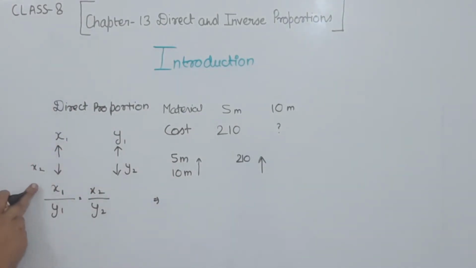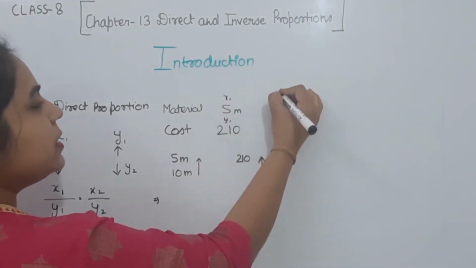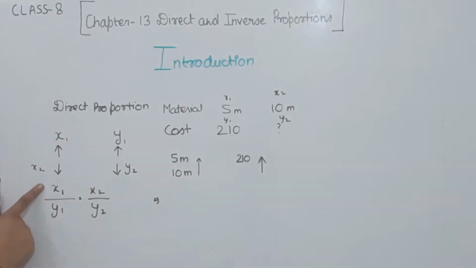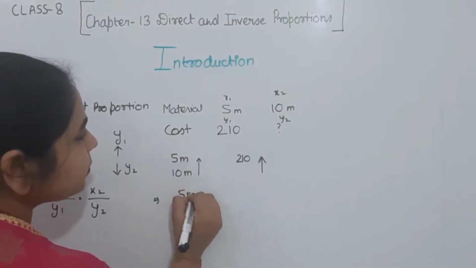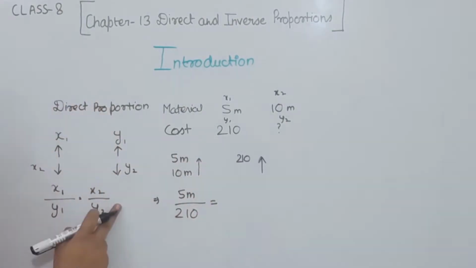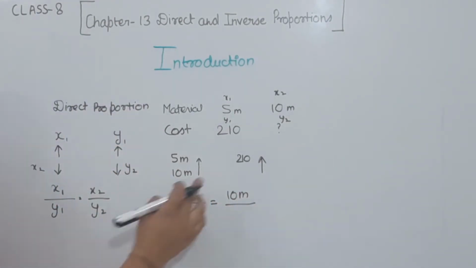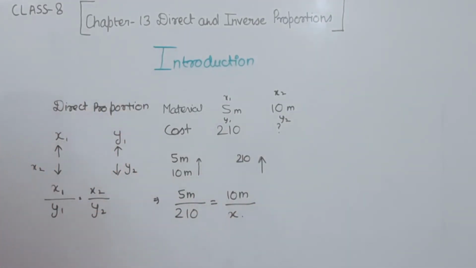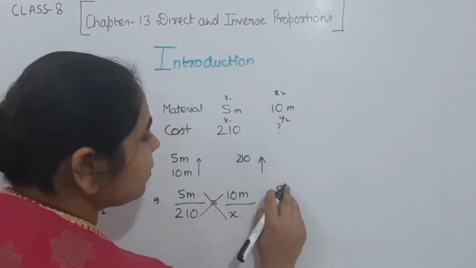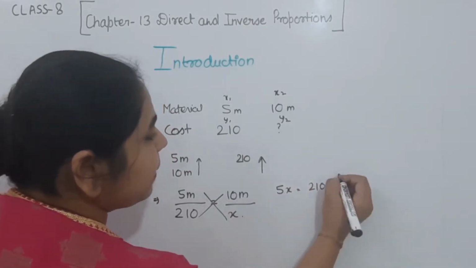We can write this one as x1, this is y1, this is x2 and this is y2. Now I'm going to write x1, which is 5 meter, divided by y1, which is 210, equal to x2, which is 10 meter, divided by y2, the cost that we do not have. We are going to let this one be x. Now I'm going to cross multiply. So we have 5x is equal to 210 multiplied by 10.